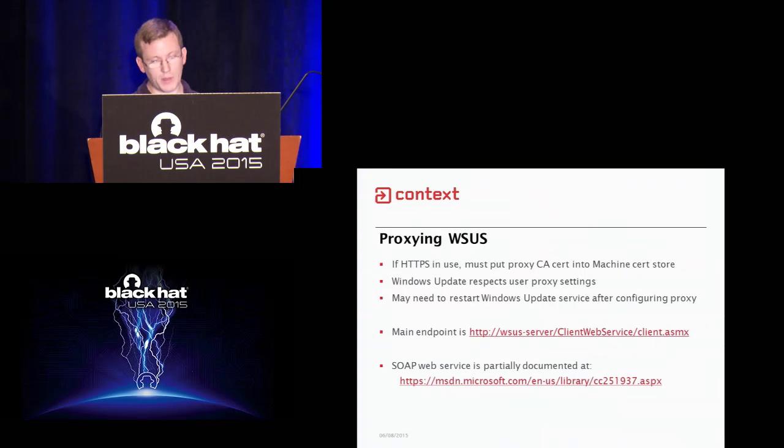Windows Update does respect the proxy settings. Sometimes you might have to restart the Windows Update service to get it to pick up proxy settings, although normally not. So the main thing we're interested in is the endpoint, which is client.asmx, this one here. This is where most of the interesting stuff happens. And the SOAP web service is actually documented on MSDN. Well, it's partially documented. I'll show you why that's interesting shortly. But there is some useful stuff there.